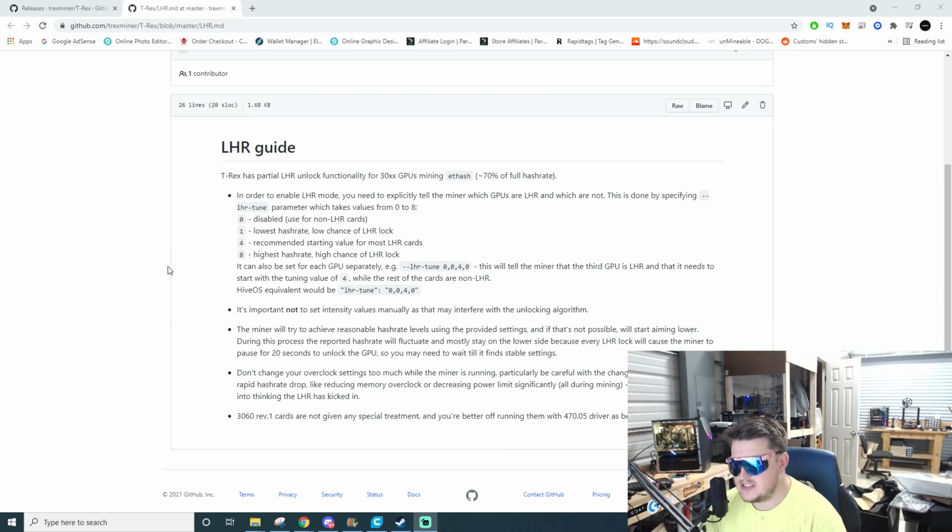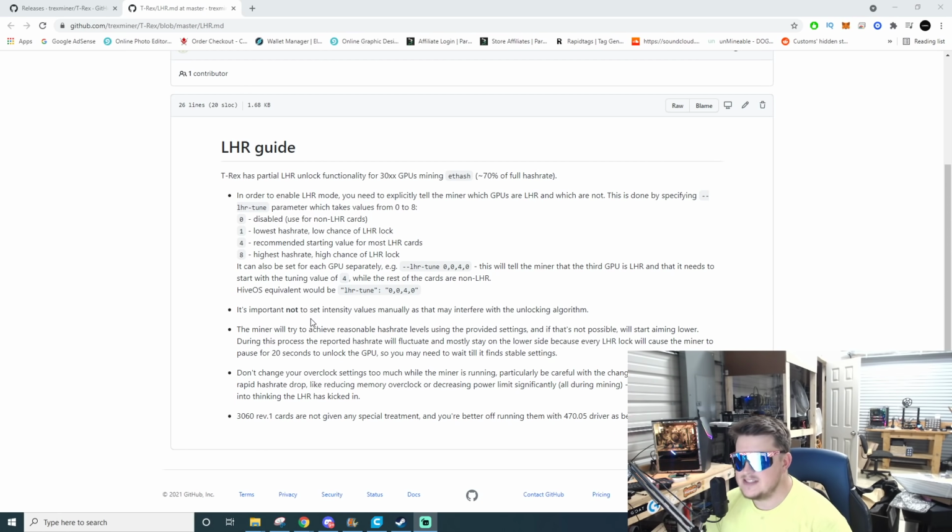It can also be set for each GPU separately and independently. If you have an LHR card mixed in with non-LHRs, you can turn it off for certain ones and on for others. For example, 0040 will tell the miner that the third GPU is LHR and needs to start with a tuning value of 4, while the rest of the cards are non-LHR. And there's the Hive OS equivalent, there's the breakdown for that.